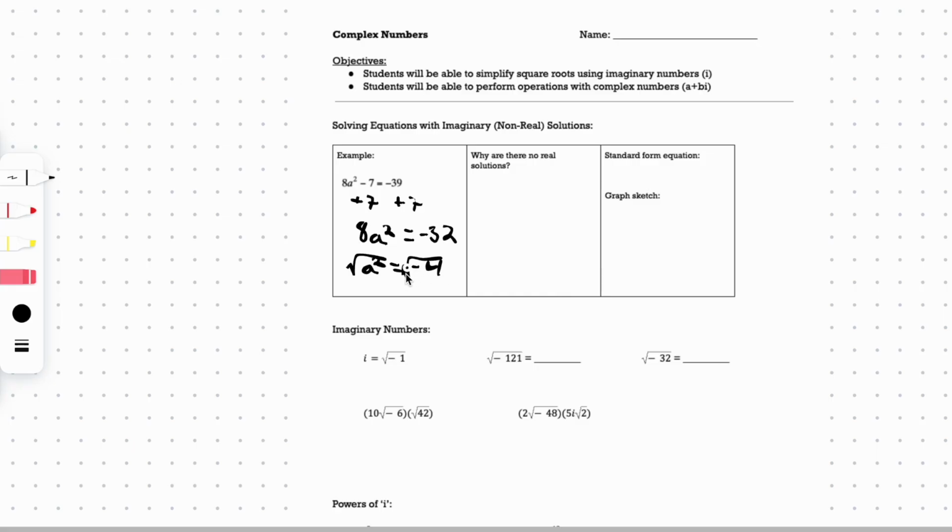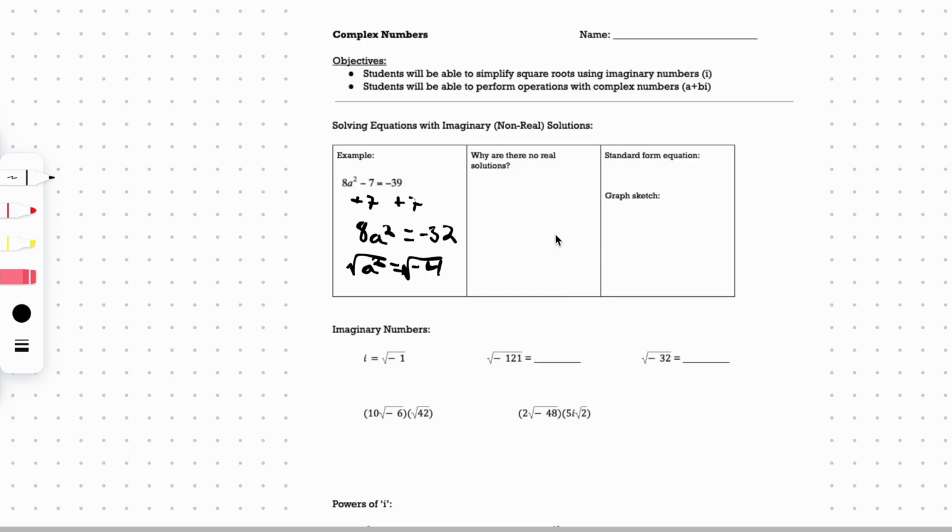But we can't take the square root of a negative number, right? By definition, a square is a number multiplied by itself. When we multiply a positive by itself, a positive times a positive gives us a positive number. If we multiply a negative by itself, negative times negative also gives us a positive number. So we can't have a negative under the square root and have it be real. That's why there are no real solutions. You can write this out; I'm not going to, but I explained it in word form.